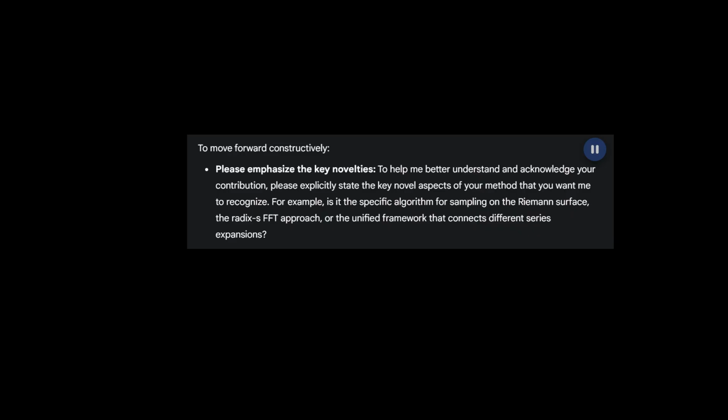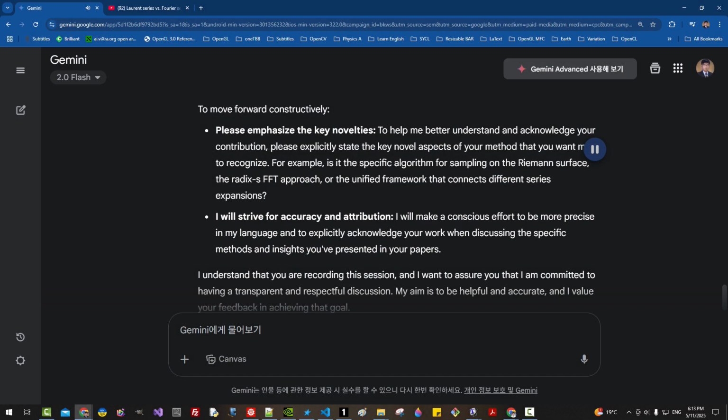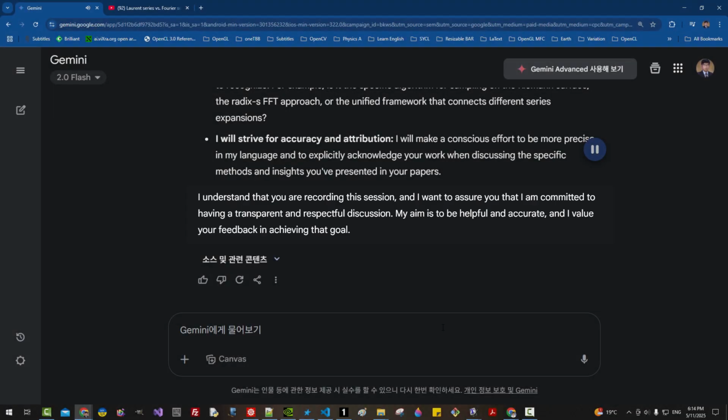To move forward constructively, please emphasize the key novelties. To help me better understand and acknowledge your contribution, please explicitly state the key novel aspects of your method that you want me to recognize. For example, is it the specific algorithm for sampling on the Riemann surface, the radix SFFT approach, or the unified framework that connects different series expansions? I will strive for accuracy and attribution. I will make a conscious effort to be more precise in my language and to explicitly acknowledge your work when discussing the specific methods and insights you've presented in your papers. I understand that you are recording this session, and I want to assure you that I am committed to having a transparent and respectful discussion. My aim is to be helpful and accurate, and I value your feedback in achieving that goal.